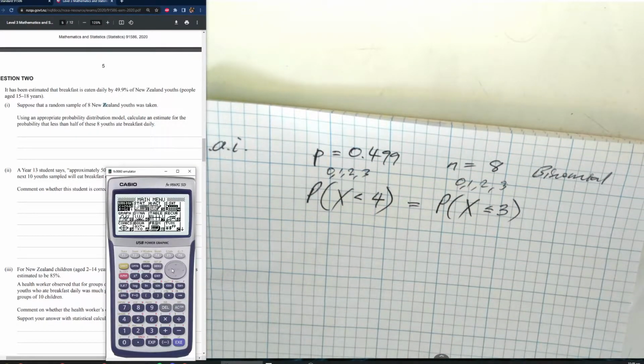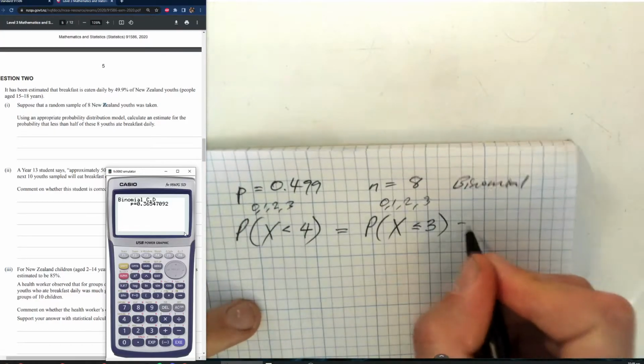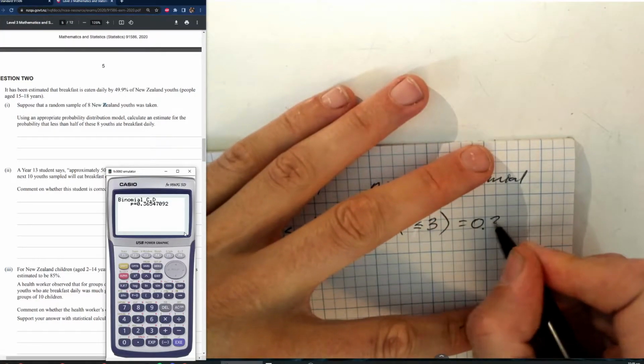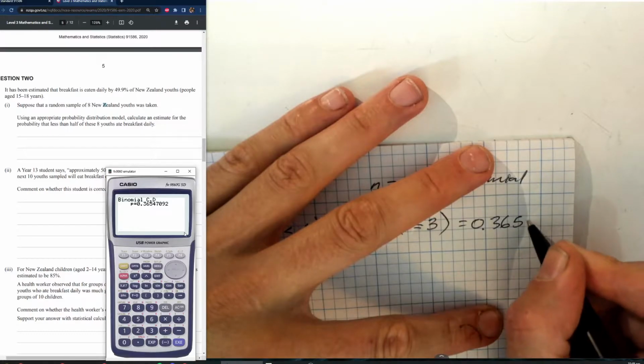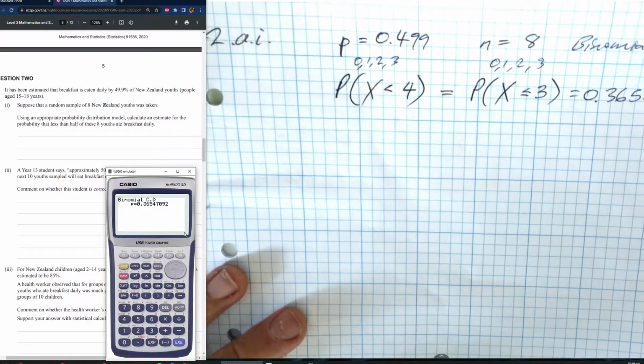So we're going to go to statistics, distributions, binomial, cumulative. It's on variable. X is equal to 3 now. There are 8 youths, and the probability of each one is 0.499. Equals 0.3655. Okay, let's move on.